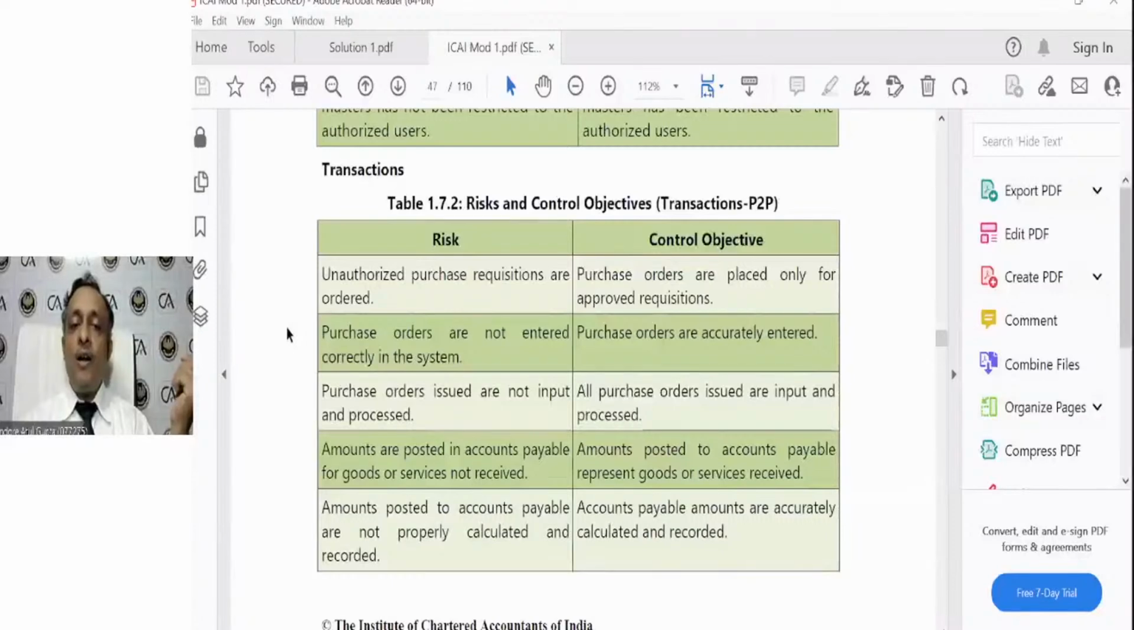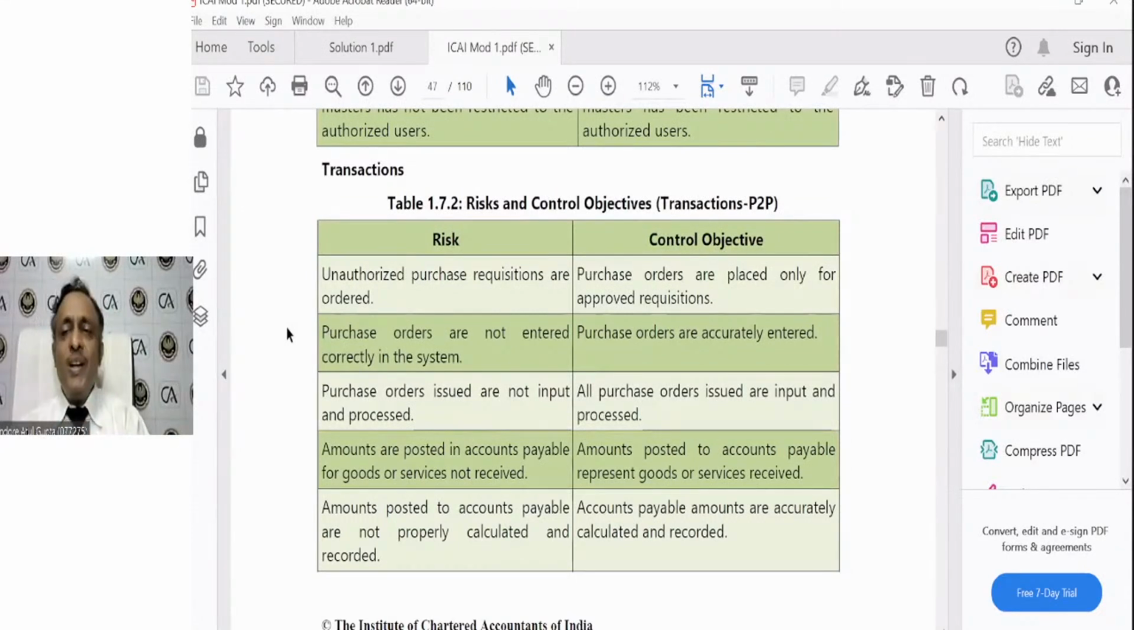Purchase orders issued are not input and processed. Again, please understand, if it's an integrated, interlinked system, this question doesn't arise. It's already in the system. It is generated from the system. So it is not going to happen in an integrated, linked system, but there's a chance that it's a manual system. Then it's an error, because if your purchase order does not go into the system, when the vendor makes a supply, the stores person will not know what to do, because the purchase order is not appearing in the system. He's going to call the purchase department. Sir, these goods have come. Did you order it? Because the purchase order is not visible. So those issues are going to come.